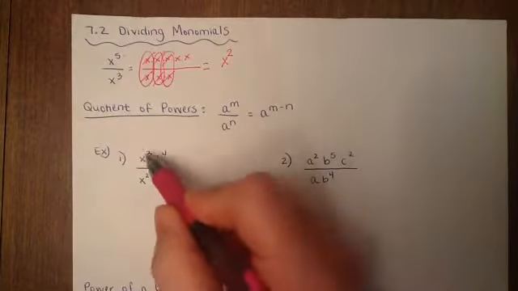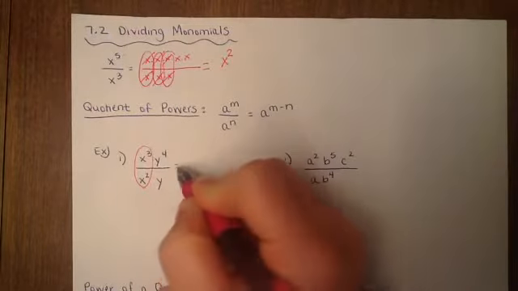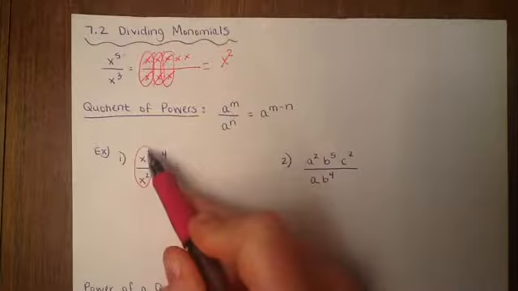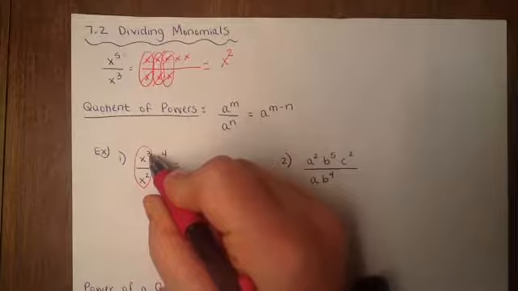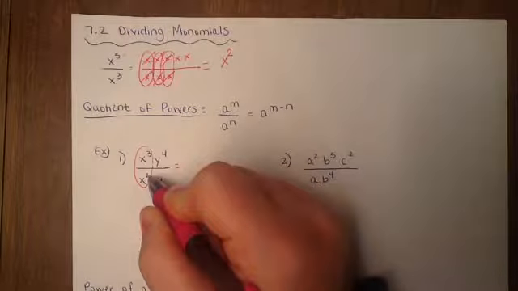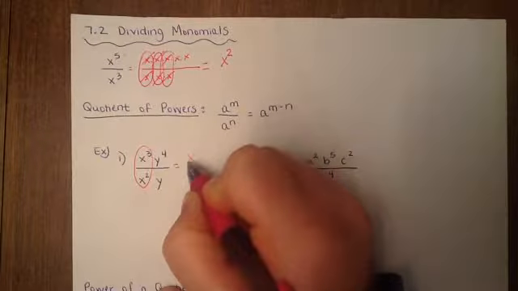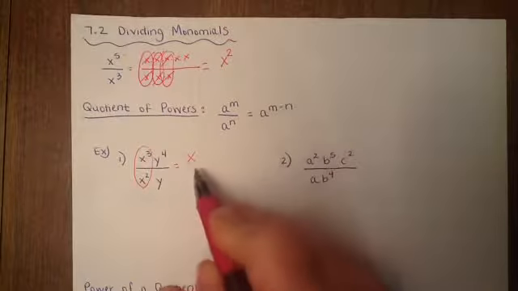So if we use that rule, I'm going to first look at my x's. Do I have more x's on top or bottom? Top. So any leftover x's will be on top. If I have 3 on top, 2 on bottom, how many are left over after we cancel out? 1 exponent on top. X on top.